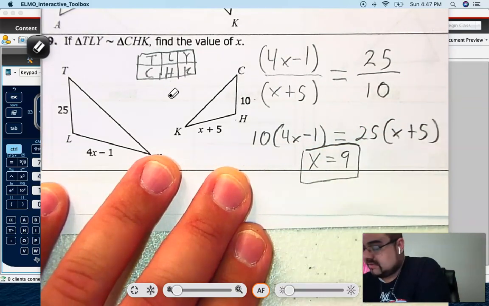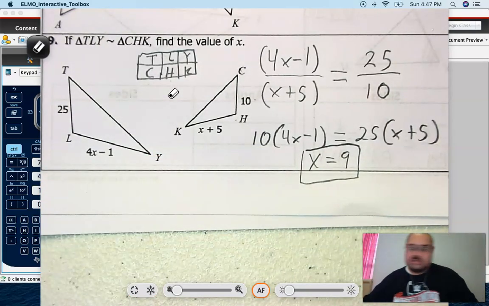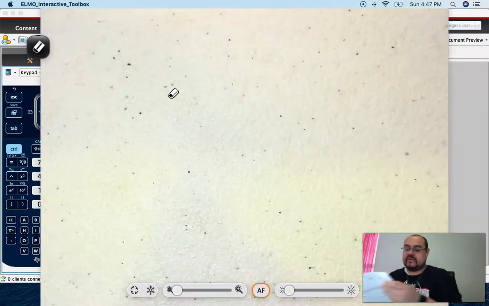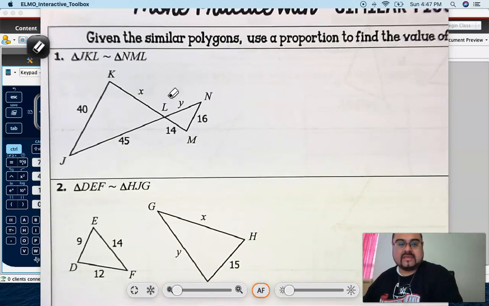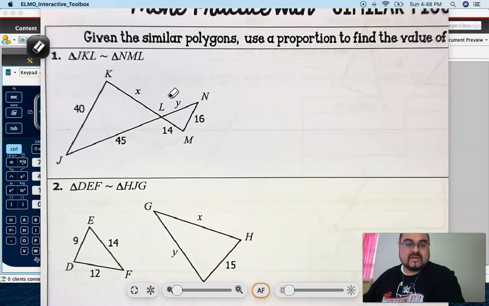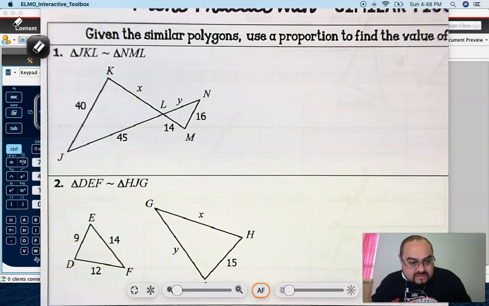The last example that I'm going to show you guys, and you guys can get started, is going to be example number 5. In this example, guys, it's the same thing. Given that it's a similar polygon, they want you to use proportions to find the value of each variable in this case. Now, what that means is that now we have an x to solve for and a y to solve for, but that's not going to change anything. We'll still follow the same process, okay? So let's go ahead and do that real quick here.